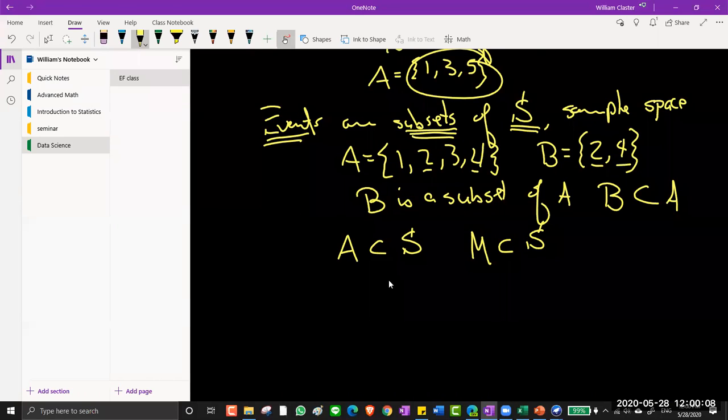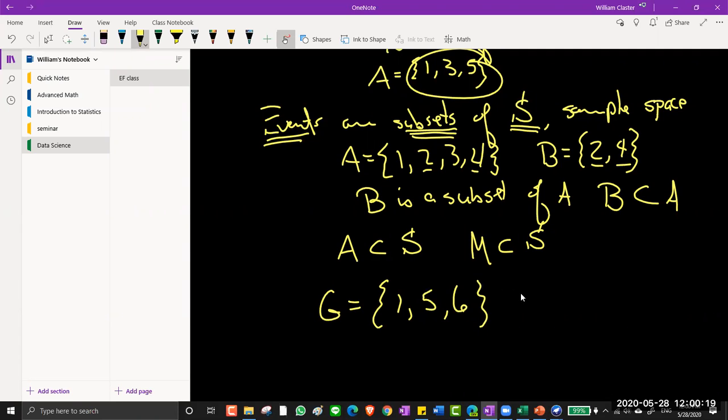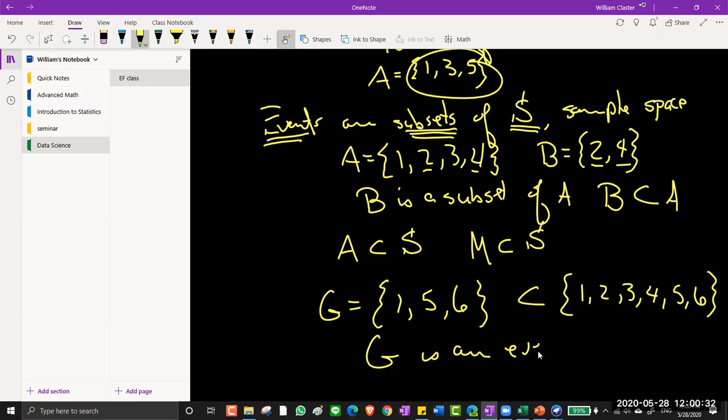So I could choose another event, any subset of S. Suppose I just make up a subset of S: {1, 5, 6}. Okay, let's call that G. So that's clearly a subset of S, which is {1, 2, 3, 4, 5, 6}. So therefore, G is an event. Now maybe we can't give it a nice name like even numbers or odd numbers, but it's still an event. The event G, okay? Any subset of S will be called an event.